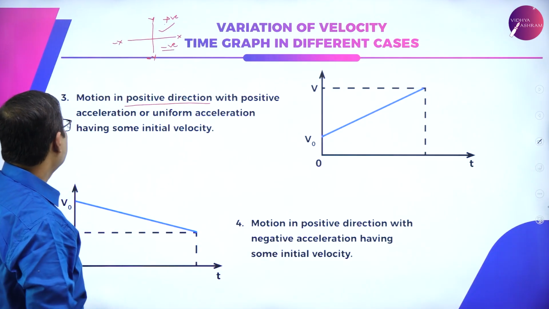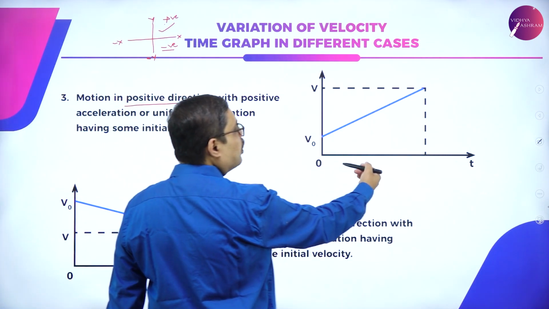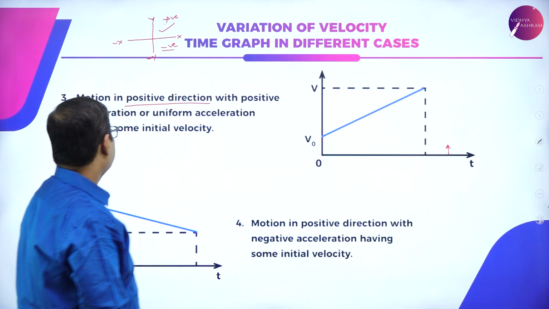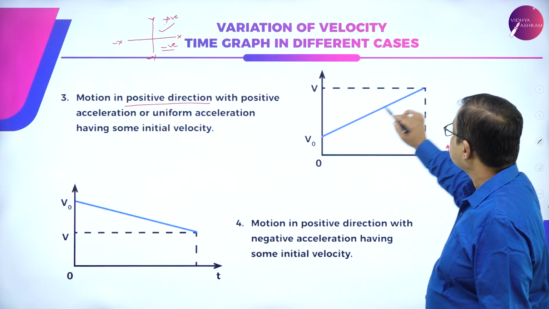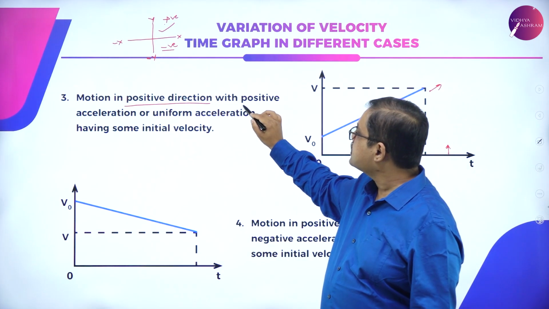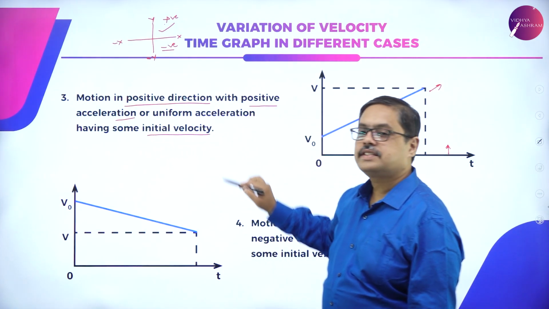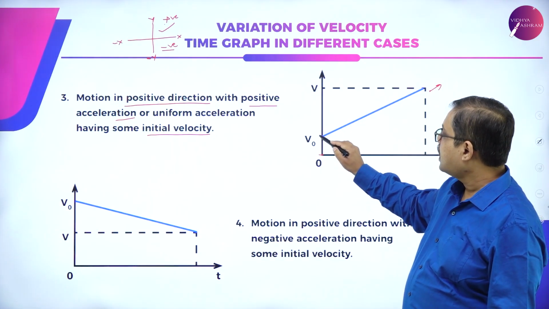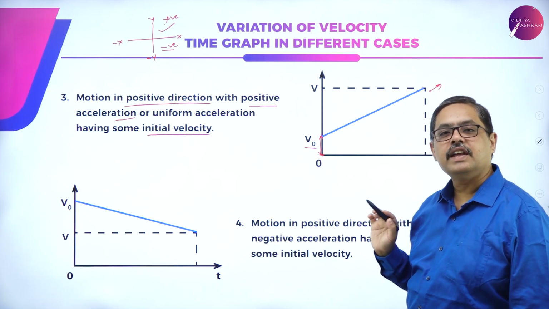Okay. Let us check. Motion is in positive direction, so it is above the x-axis. With positive acceleration, the curve is pointing upwards. The inclined line is positive, pointing upwards. So this is positive acceleration having some initial velocity. Please observe, this inclined line is not starting at 0. It is starting at some point where the initial velocity can be considered to be v0.